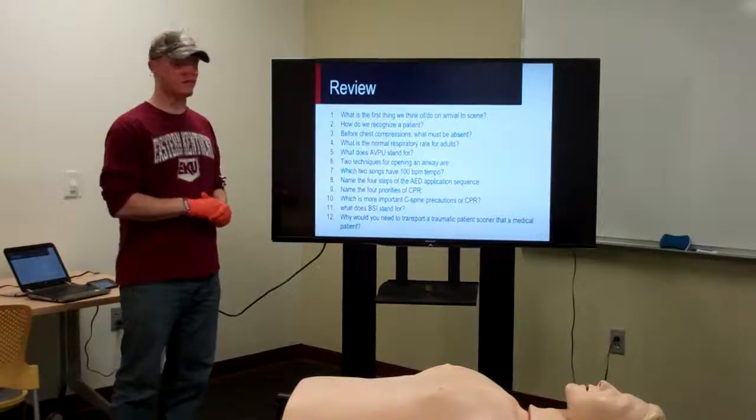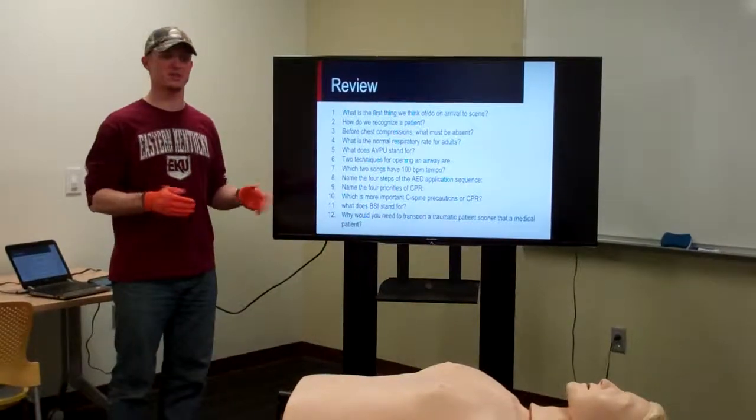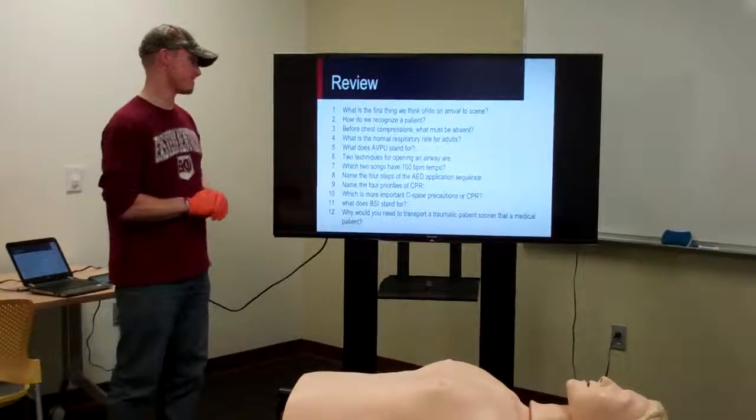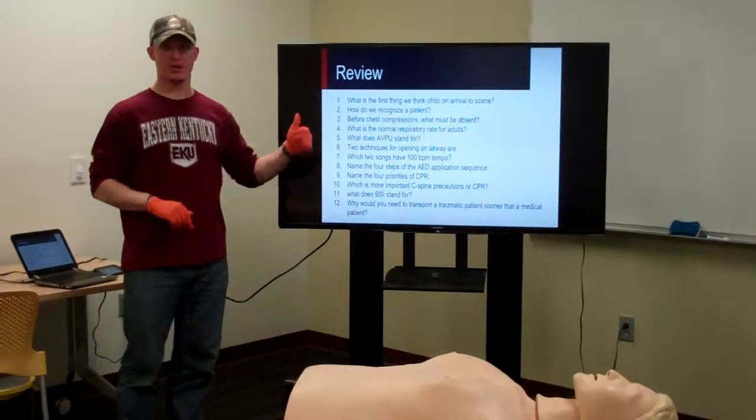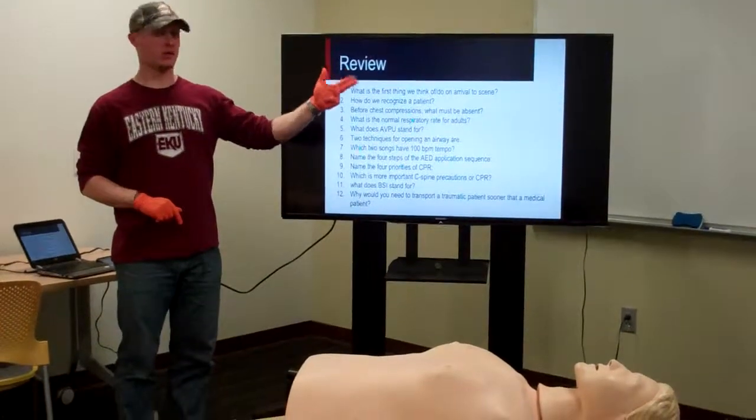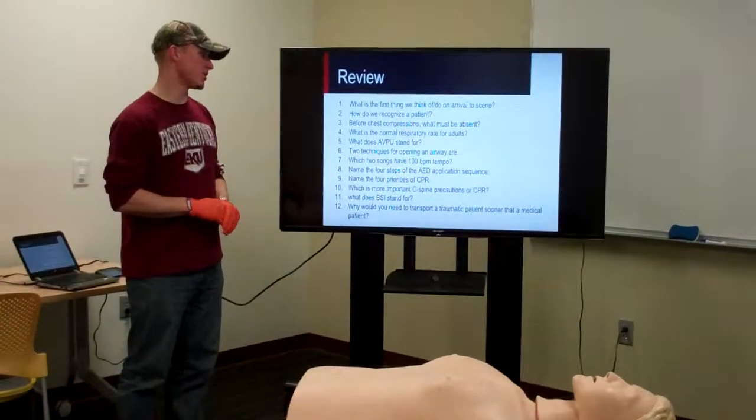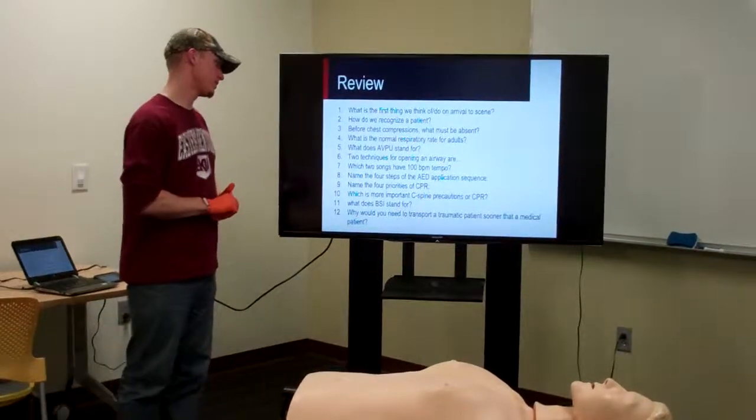What is the normal respiratory rate for adults? The normal respiratory rate for adults is 8 to 20 per minute. What does AVPU stand for? Remember? Alert, verbal, pain, unresponsive. 2 techniques for opening the airway: head tilt, chin lift.